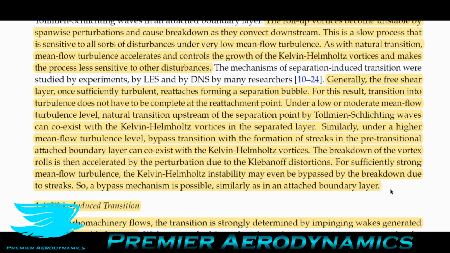Under a low or moderate mean flow turbulence level, natural transition upstream of the separation point by Tollmien-Schlichting waves can coexist with the Kelvin-Helmholtz vortices in the separated layer. So in other words, in the boundary layer that's already attached, you can have this Tollmien-Schlichting wave occurring, which is this natural transition. Then in the part where it has detached, it can have this Kelvin-Helmholtz instability forming. So you have these two instabilities effectively trying to drive this boundary layer to turbulence. So it's like a double transition almost.